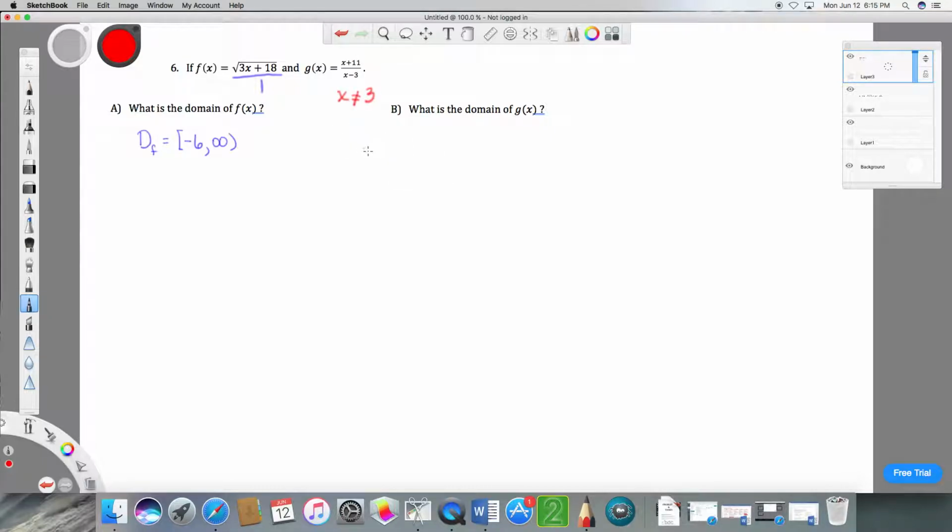So if I think about on a number line what that looks like, the entire number line is shaded except for the number 3. It's the only number in the entire set of real numbers that gives us a problem. G evaluated at 3 is undefined. It's the only solution to the equation x minus 3 equals 0. So in interval notation, the domain of g is from negative infinity up to positive 3, excluding positive 3, and from 3 to infinity.